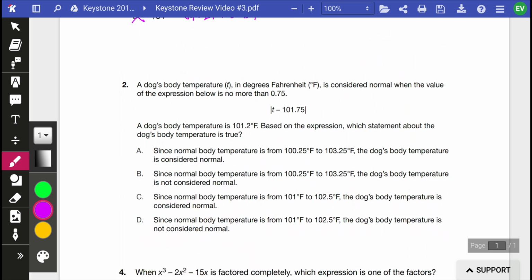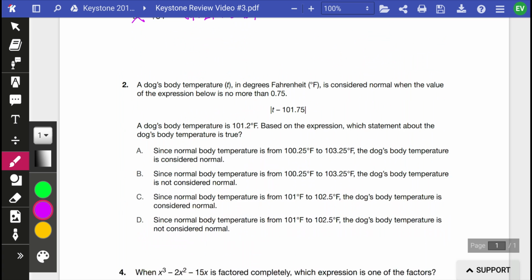Number 2, a dog's body temperature, T, in degrees Fahrenheit, is considered normal when the value of the expression below is no more than 0.75. So this is the absolute value. Remember we talked about that? So absolute value of T, so the dog's body temperature, minus 101.75.